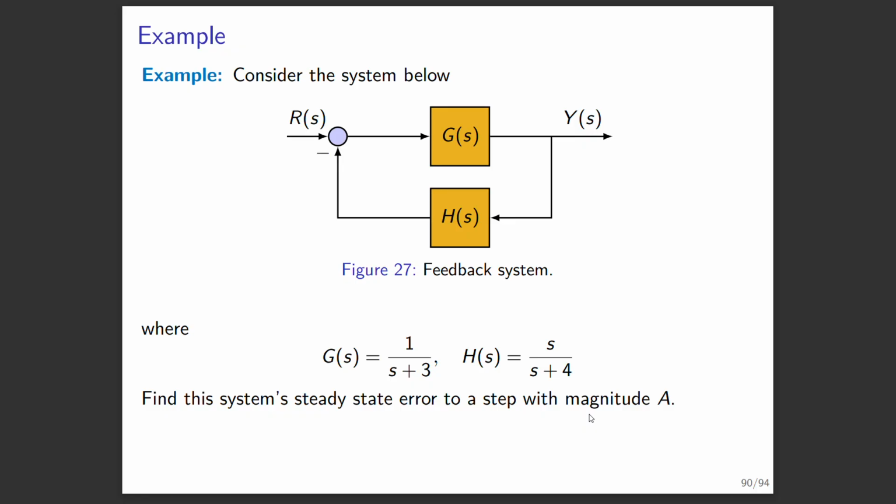Okay, another example. Consider the system below. Find the system steady state error to a step with magnitude capital A. I encourage you to pause the video, try to do it, and then look at the rest of the video, or look at the rest of the slides.